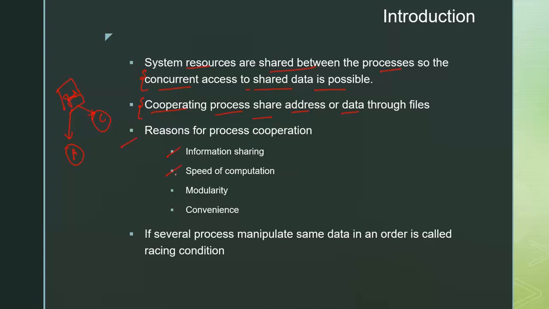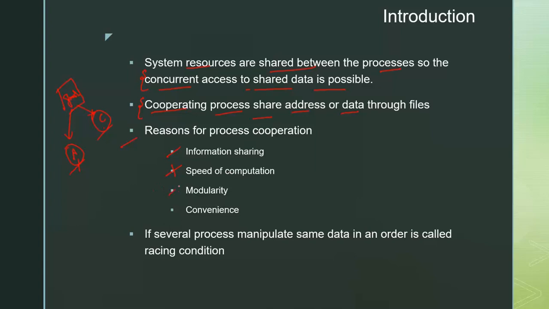Similarly, speed of computation is the second reason for using cooperating processes, because the same Gmail account information can be changed by using an Android device as well as a computer device. So whichever has the fastest capacity, or whichever has high speed, can manipulate the data faster. So it can improve the speed of the data.